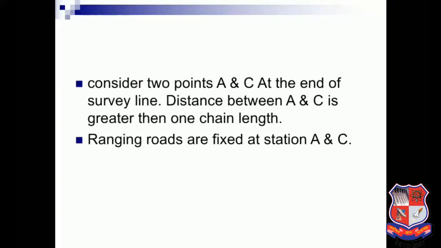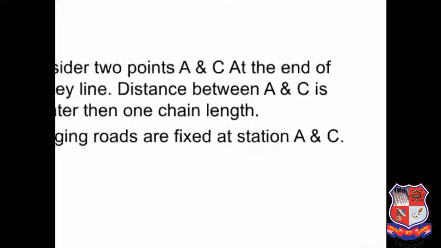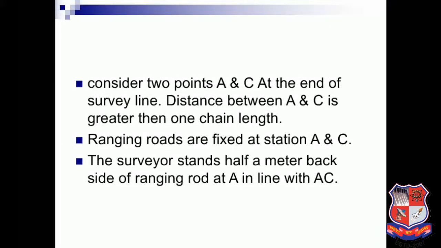So consider the 2 points A and C at the end of the survey line. The distance between A and C is greater than one chain length. So ranging rods are fixed at the stations at A and C. Then the surveyor stands half a meter behind the ranging rod at A and in line with AC.